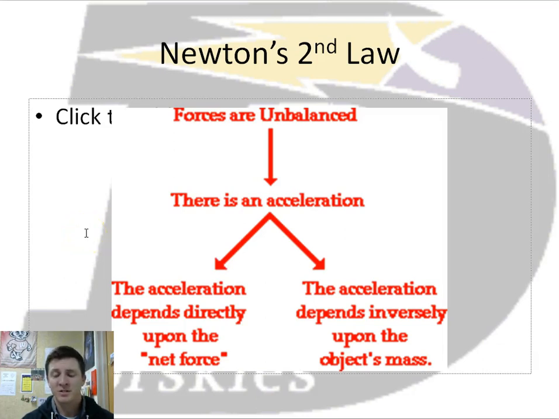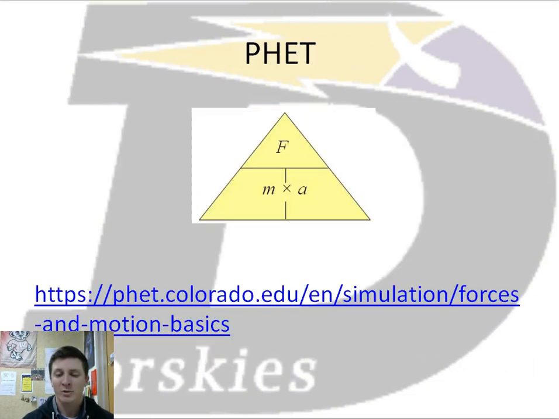This can be explained in a simple flow chart. Again, if we have an unbalanced force, there's going to be acceleration. The acceleration is going to depend directly upon the net force, so more net force, more acceleration. And then the acceleration will depend inversely upon the mass, so more mass, less acceleration. Now, how can we show that? Well, here is an example of the equation, F equals ma. This is the pyramid. And then also, if you want to go to this PhET and check it out, you're more than welcome to. Speaking of the PhET, let's check it out right now.